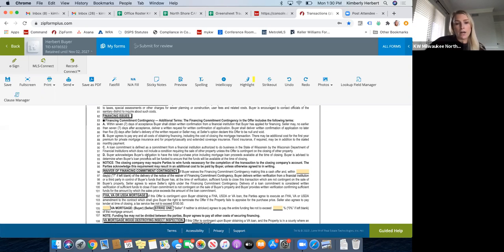And last piece of this, buyer acknowledges buyer's obligation to have the total purchase price, including mortgage loan proceeds, available at the time of closing. Buyer is advised to determine when buyer's loan proceeds will be funded to ensure that the funds will be available at the time of closing. And there's a notice here. The closing company may require parties to wire funds necessary for the completion of the transaction to the closing company's account. The parties acknowledge this requirement may result in an additional cost to be paid by buyer unless otherwise agreed to in writing.